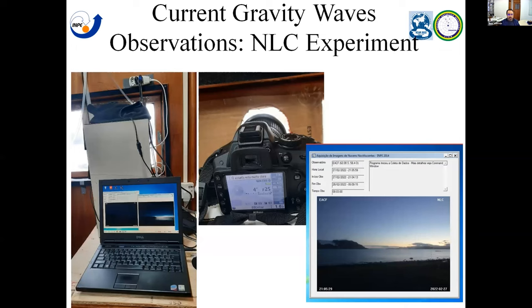Another instrument we are rearranging at the Ferraz station is a photographic camera that can capture noctilucent cloud events in the mesosphere. So this is, you can see also waves in this structure, and it could complement data from the all sky camera. This camera points to the horizon.